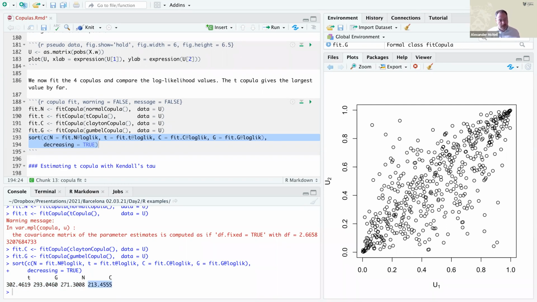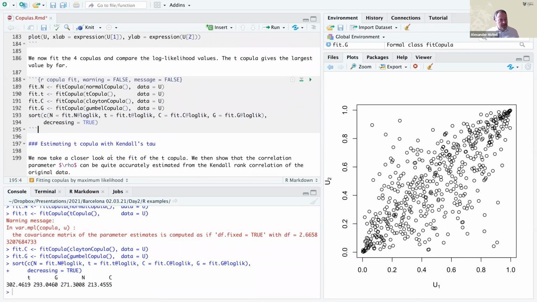You might think, well, why is the Gumbel copula quite good? It does look like there could be a little bit of asymmetry where there's more tail dependence in the top right than in the bottom left, but there is enough that the T copula is significantly better than the Gumbel copula. And the T copula has tail dependence in both corners. So the T copula works best in this case.